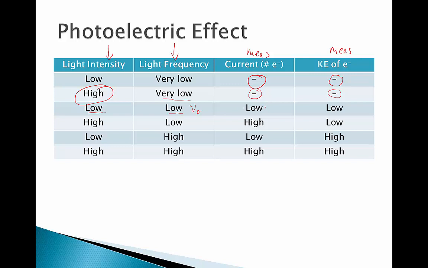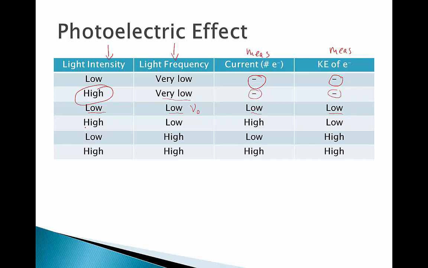And then we start knocking off those electrons. So we start seeing a little bit of current, but it's kind of low, so we don't get very much of it. There's a kinetic energy for these electrons too, but not very much. They got ripped off the metal now that we're past this threshold frequency, and they're low kinetic energy.